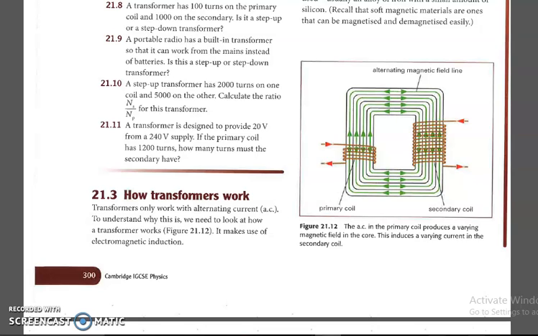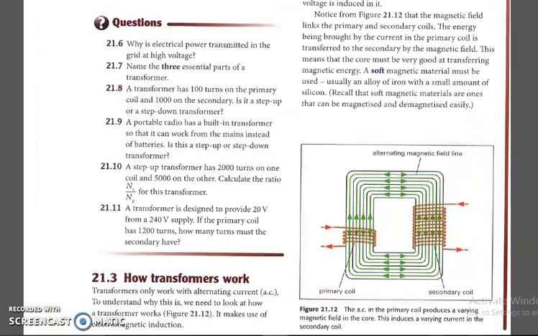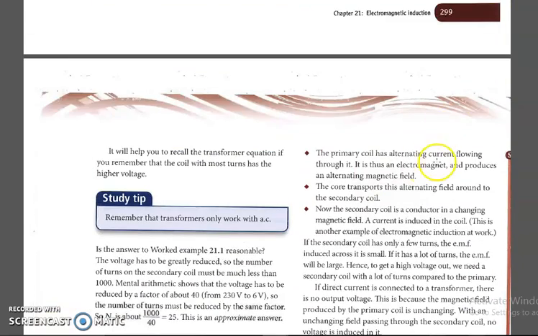We have already discussed that a transformer only works with alternating current, that is AC. Let's see how it is explained in your textbook. The primary coil has an alternating current flowing through it. It is thus an electromagnet and produces an alternating magnetic field. The core transports this alternating field to the secondary coil. Now the secondary coil is a conductor in a changing magnetic field, so a current is induced in this coil.